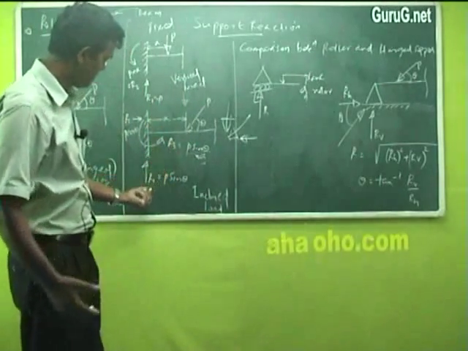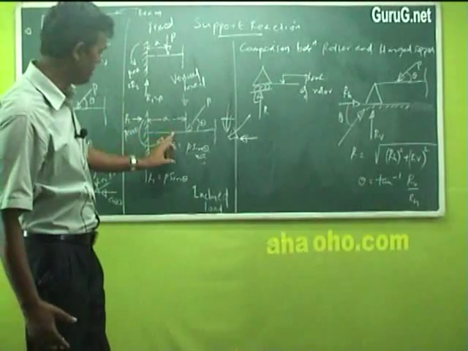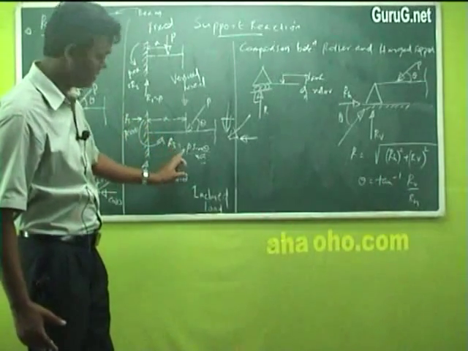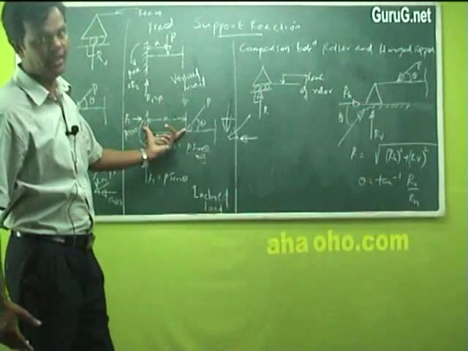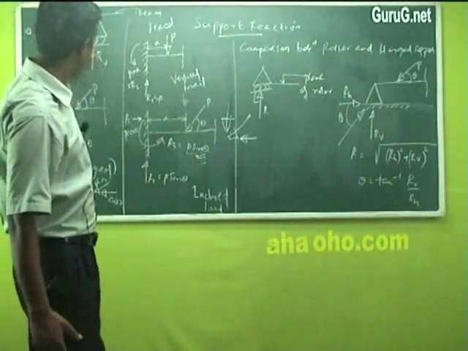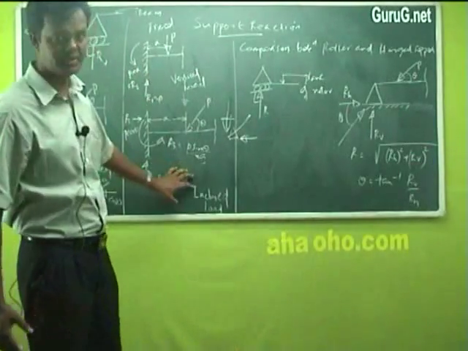Clear? So here, R1 is P sin theta, R2 is P cos theta, and the third is your rotational load, that is P sin theta into this perpendicular distance A. So this is how you take the three loads for the roller, hinged and fixed support.